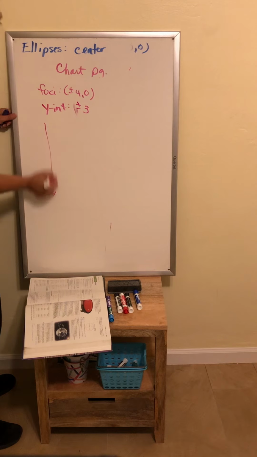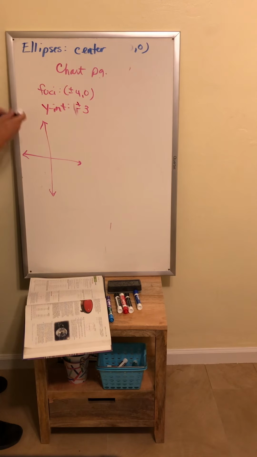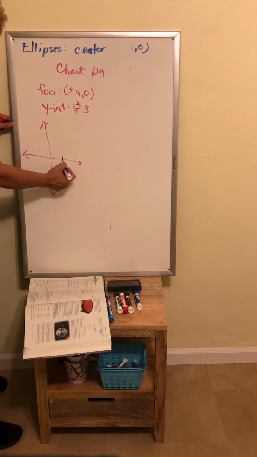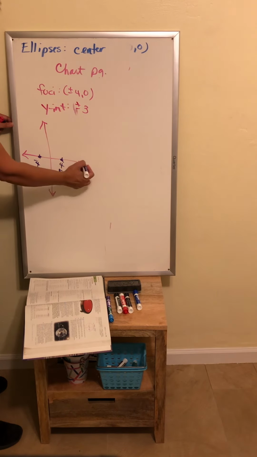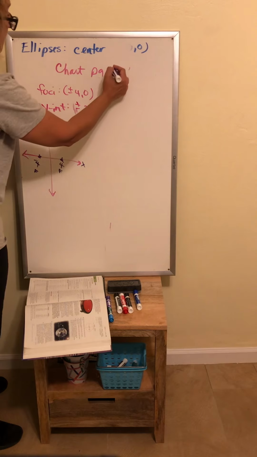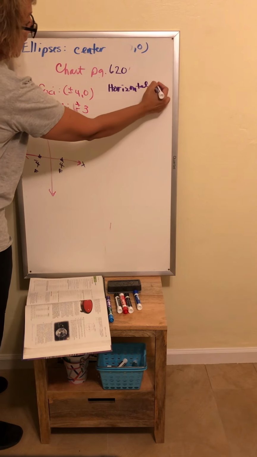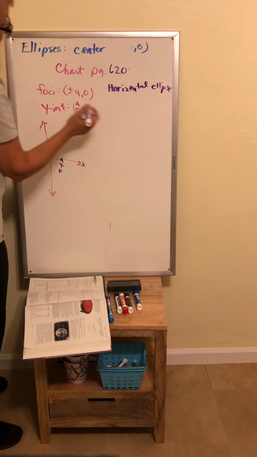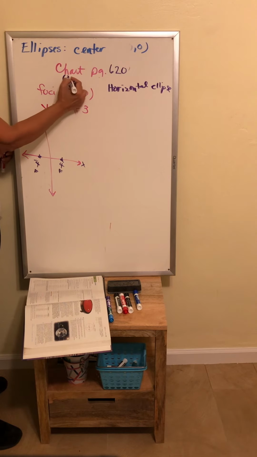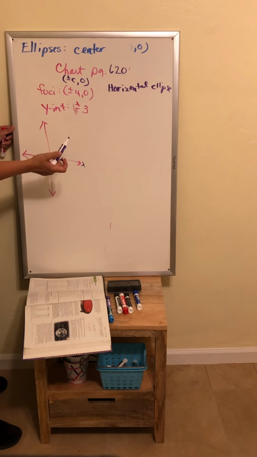If we sketch a quick graph of it, we can see that the focus points are located at positive 4, 0 and negative 4, 0, and those are located on your x-axis, which is the horizontal axis. So we are dealing with a horizontal ellipse. Again, the chart is on page 620. I know that based on where these are located. In your chart this is plus or minus c, 0, and since they're on the x-axis, it's a horizontal ellipse.